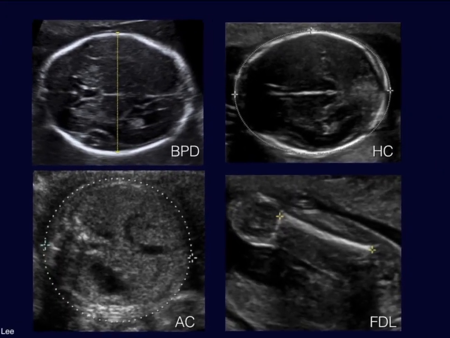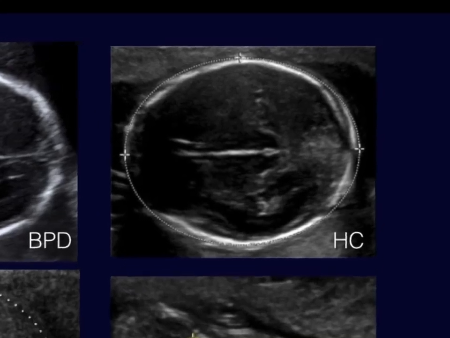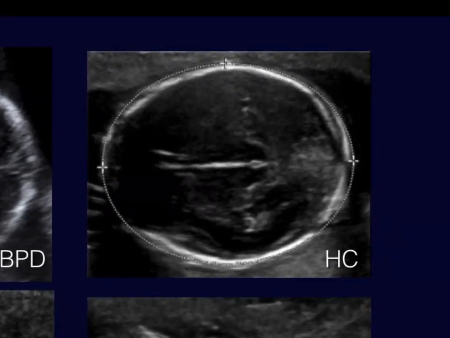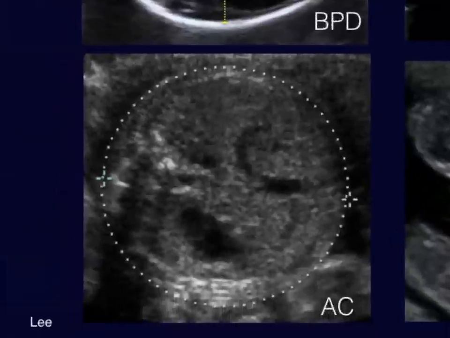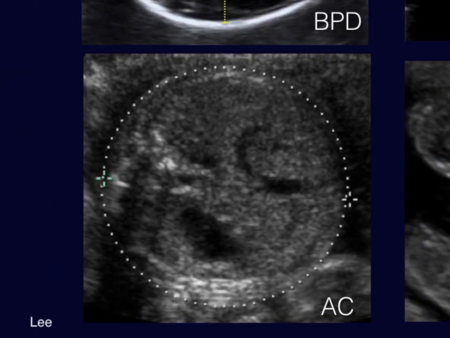On the top right, the HC can be obtained at the same anatomic level using an ellipse tool around the outside edge of the bony calvarium. On the bottom left, a magnified transverse plane of the fetal abdomen is displayed.